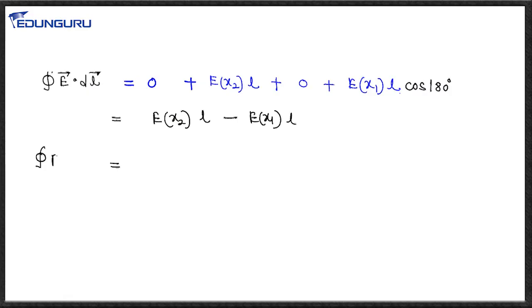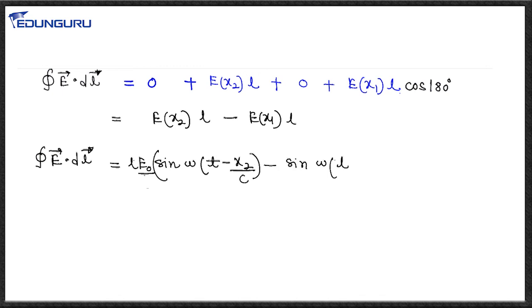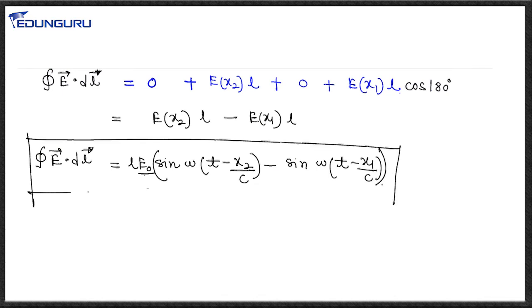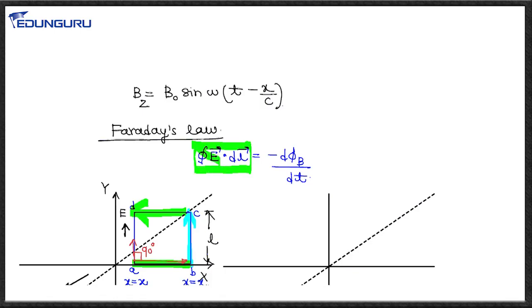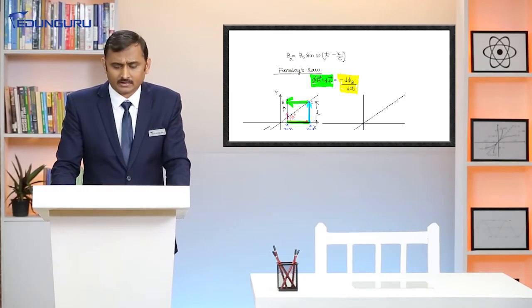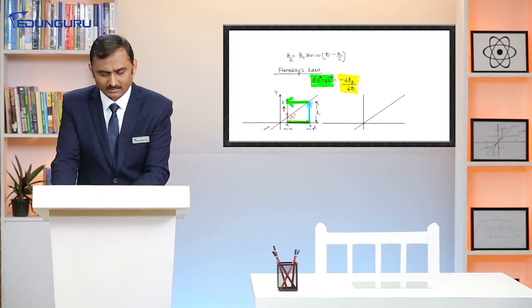So, this expression is now E dot dl is now E naught [sin(ω(t − x2/c)) − sin(ω(t − x1/c))]. This is E dot dl. So, we have calculated E dot dl now. Now, we will try to calculate this flux phi b, and then we will differentiate it to calculate the rate of change of flux because of the magnetic field, right?